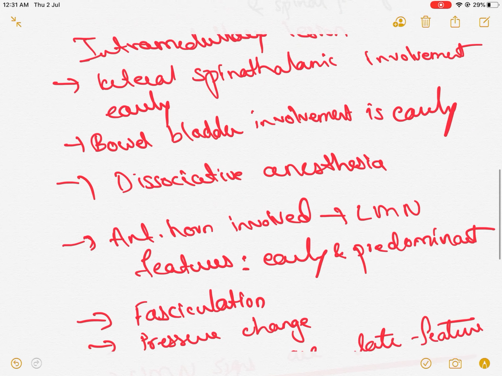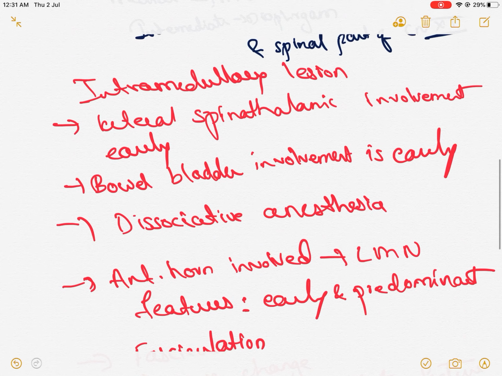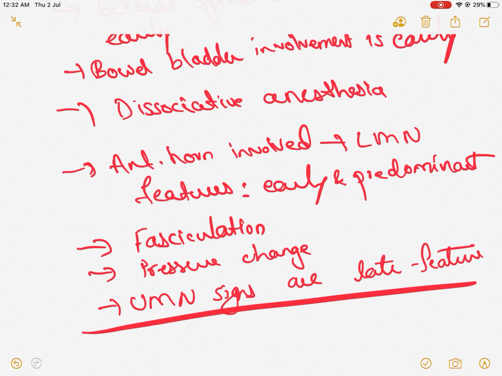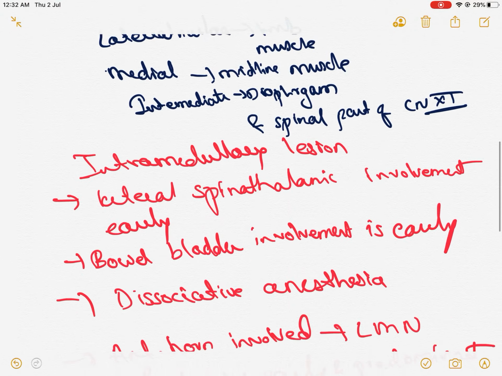Okay. What are the main features of intramedullary lesion? Lateral spinothalamic tract involvement is early, bowel bladder involvement is early, dissociative anesthesia, that is, the posterior column is involved really rarely. So in most of the period of the disease, the posterior column is preserved, that is, joint position sense as well as vibration is preserved with loss of pain and temperature, which is called dissociative anesthesia. Anterior horn is involved early, so LMN features are early and predominant. Because of LMN features, there is fasciculation as well as pressure changes, and UMN signs are late features. So this is basically if there is an intramedullary lesion.